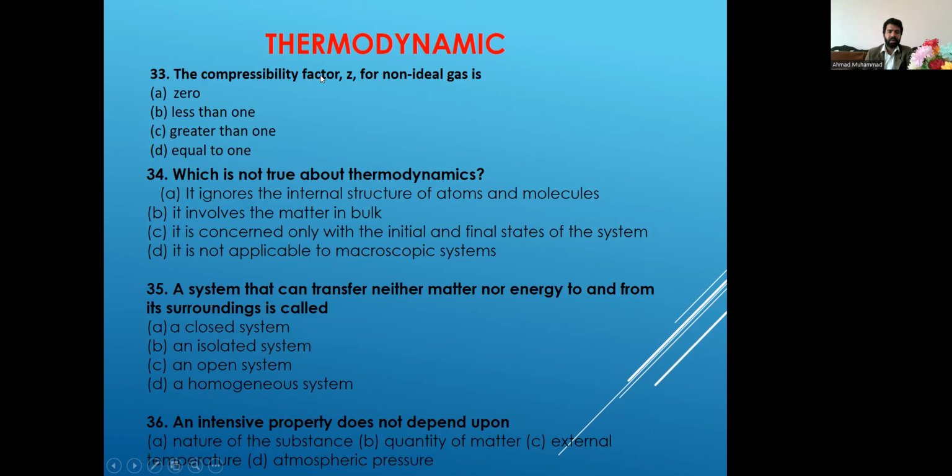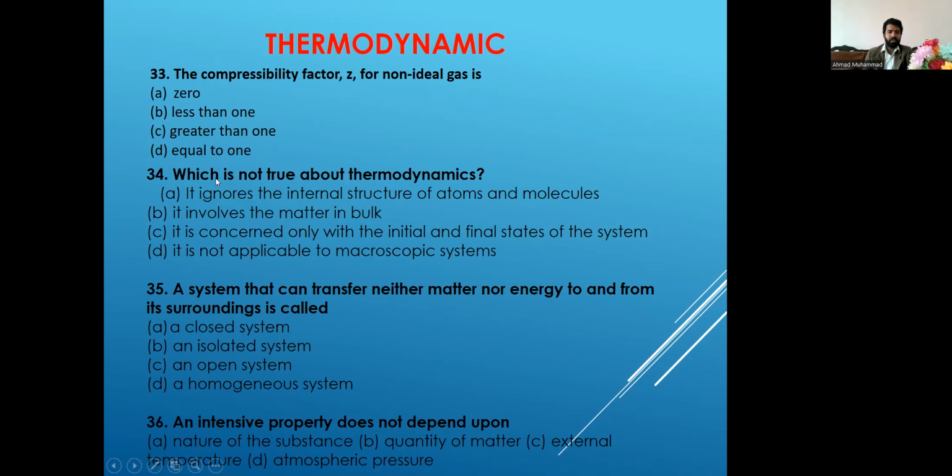Further, the compressibility factor Z for a non-ideal gas is equal to zero, or less than one, or greater than one, or equal to one. Actually, the compressibility factor for a non-ideal gas is greater than one. So the right option is C.